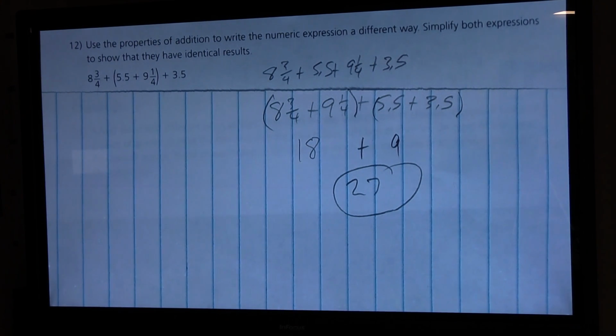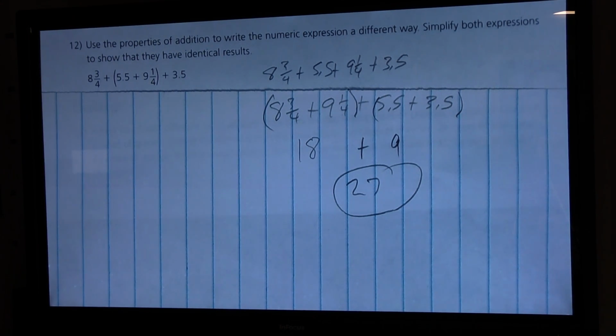So I went ahead and I simplified that expression and I got 27 because I used the commutative property by moving those addends around. Then I used the associative property by grouping the addends together that I wanted to add together. And then I came up with my final answer.